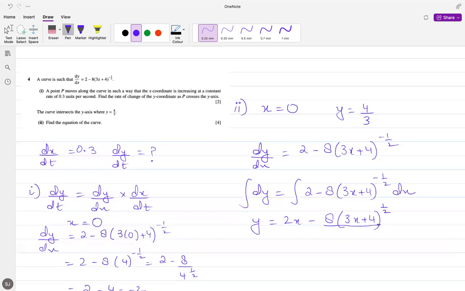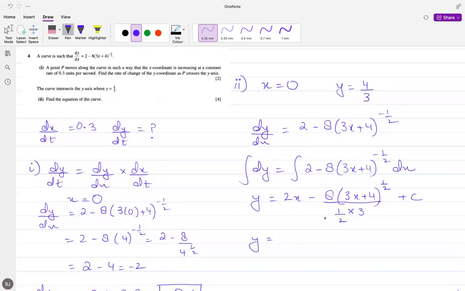We will divide it by the new power, which is 1 upon 2, and also multiply by the derivative of 3x plus 4. So the derivative of 3x plus 4 will be 3. So this will multiply in the denominator, and we'll add a c. So this is 8 divided by 3 upon 2, or we can make it 16 upon 3.